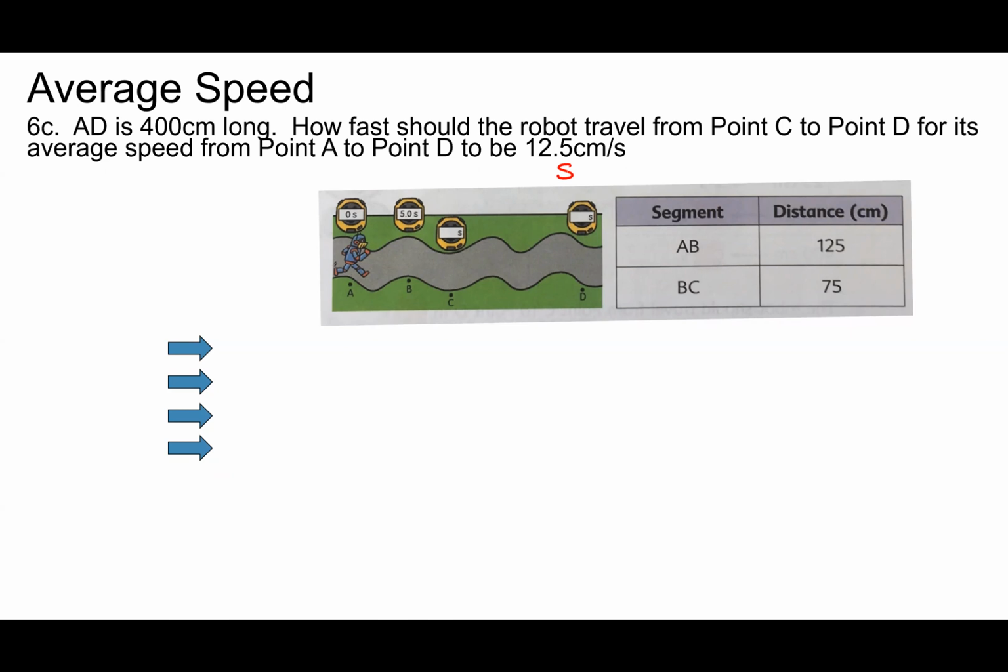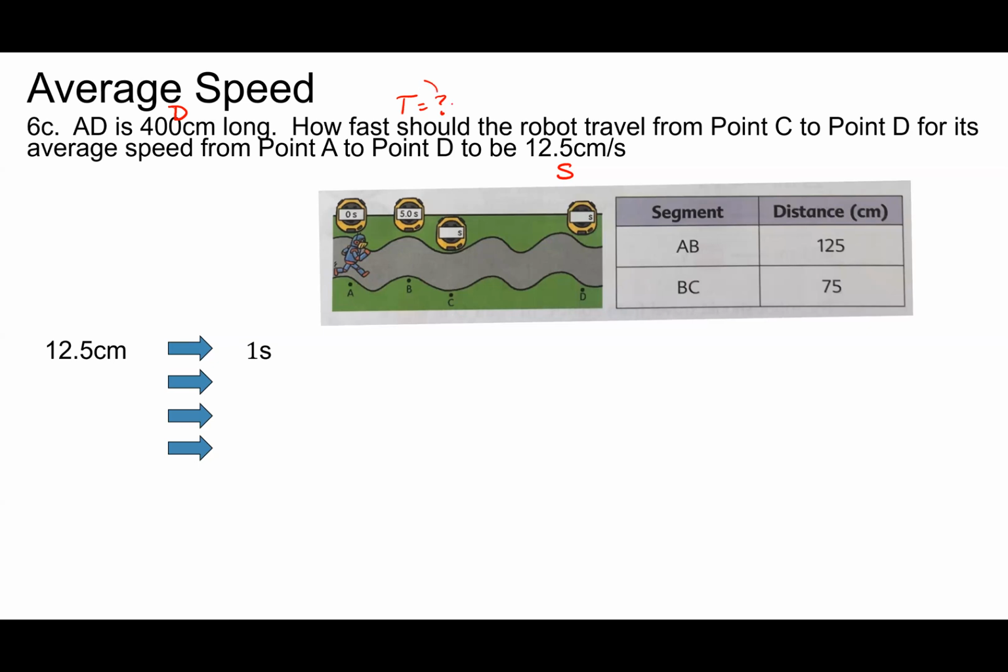Okay, so when it says how fast, it's really asking us for a time, not for a speed. So we have a distance and we have a time. Okay, and we have a speed. So let's set it up. In 1 second, he's going to go 12.5 centimeters. That's our speed.